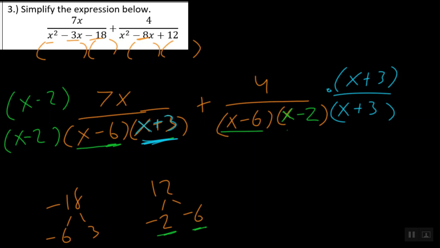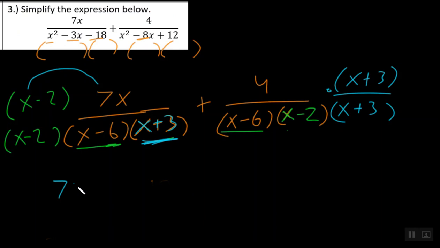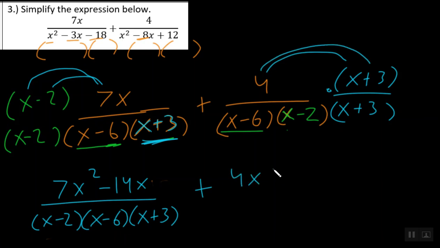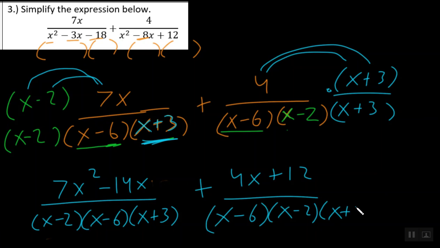And from here, we can start to simplify. Okay, let's see what you get. On the top here, we have 7x times x, so we have 7x squared. We have negative 2 times 7x, which would be negative 14x, all over, and it is a-okay to keep all of these factors separate. You do not have to put them back together. Plus, over here we have 4 times x, which is 4x, 4 times 3, which is 12, all over the same factors, x minus 6, x minus 2, and x plus 3.